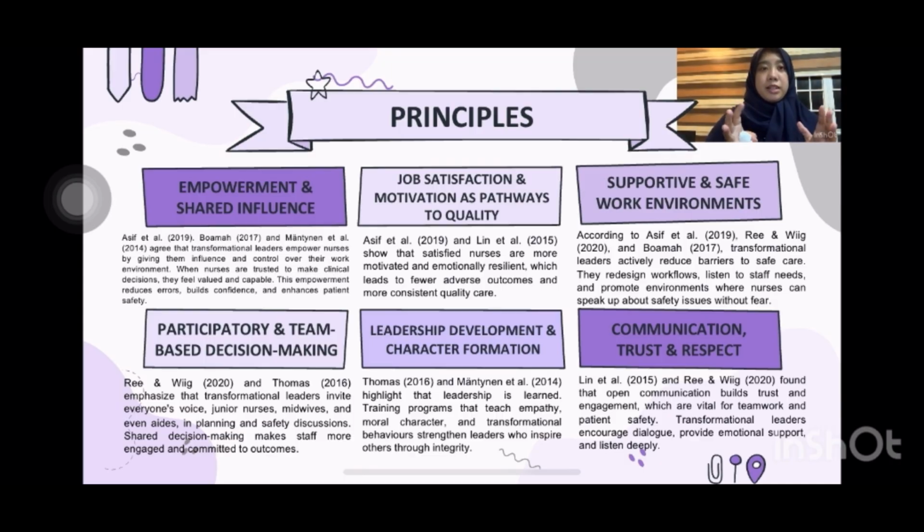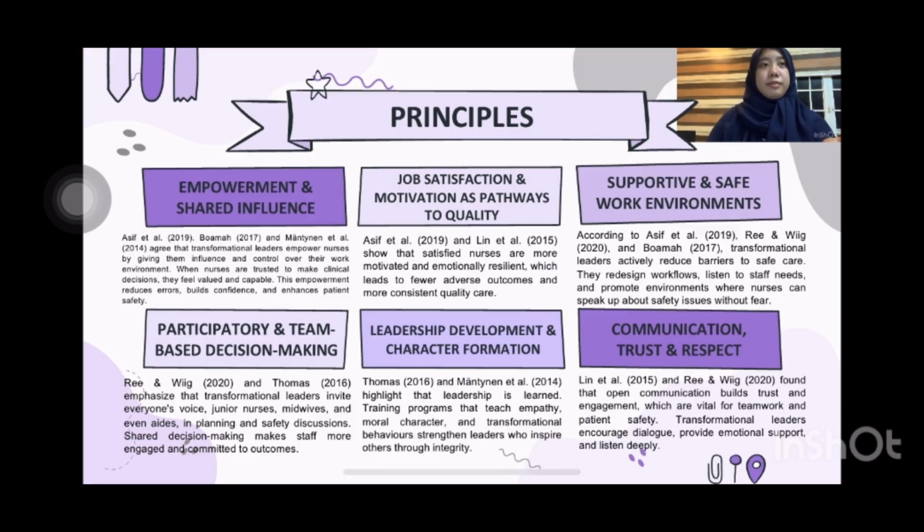2. Job satisfaction and motivation as pathway to quality. Asif and colleagues in 2019 and Lin and colleagues in 2015 showed that satisfied nurses are more motivated and emotionally resilient, which leads to fewer adverse outcomes and more consistent quality care. Motivated nurses help maintain morale, often stay longer, care better, and advocate for patients more strongly amid limited staffing.